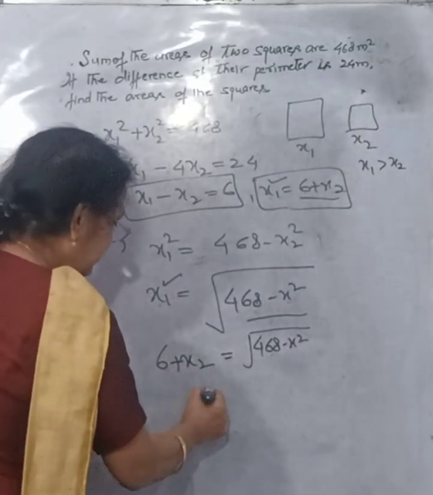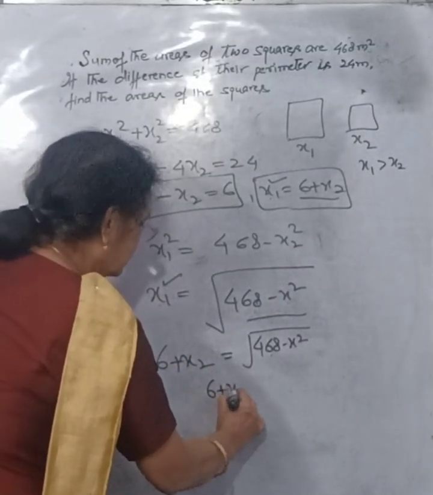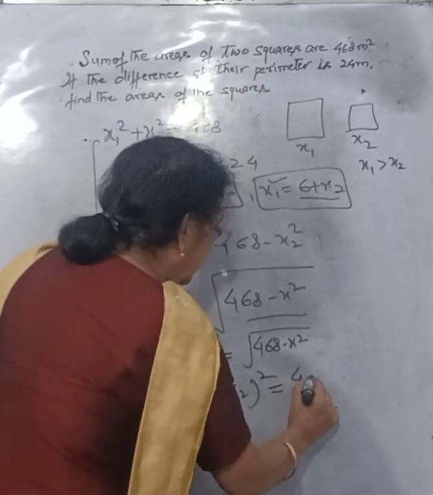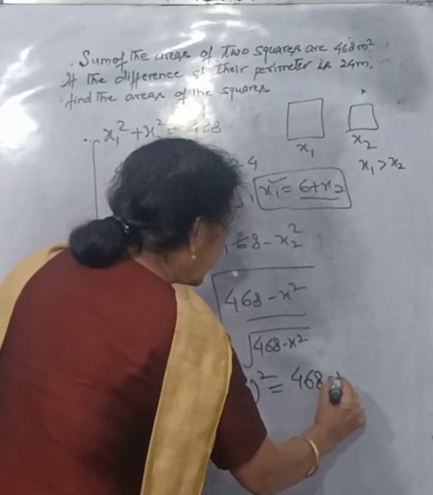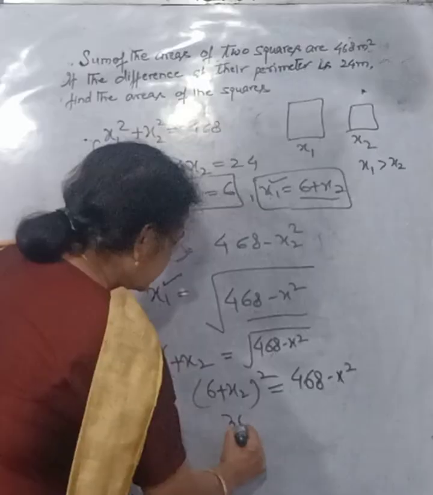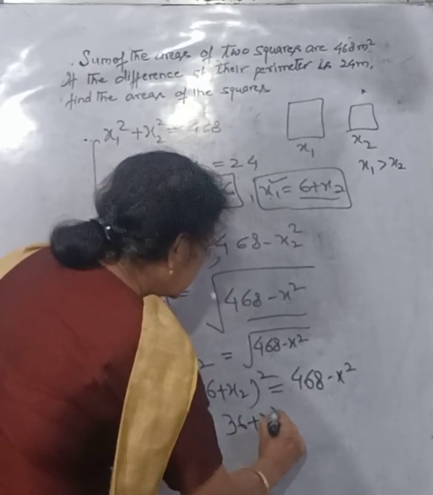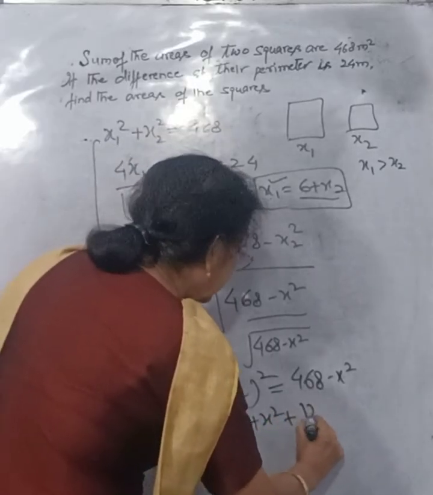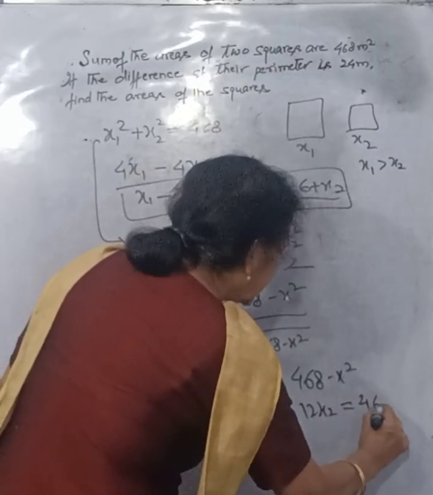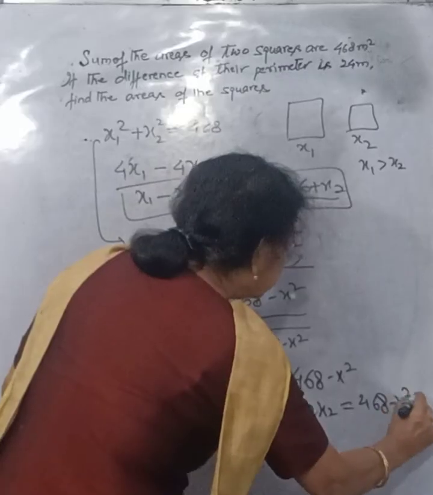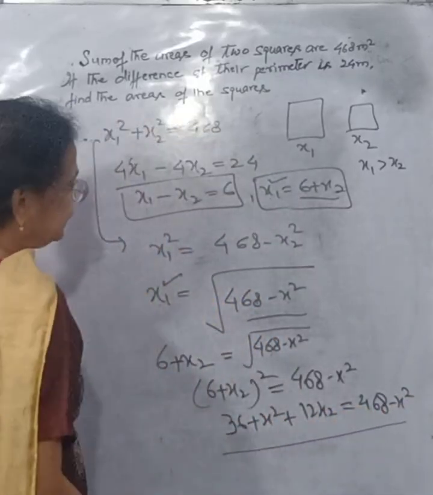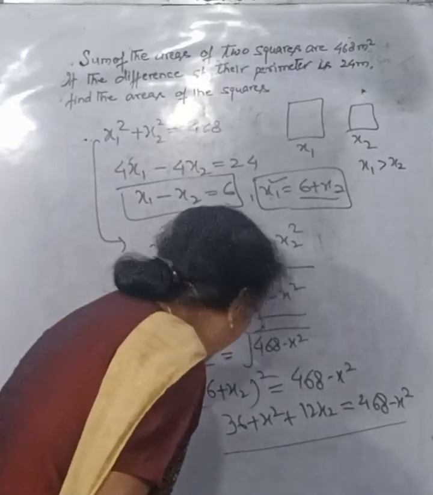Now we are squaring both the sides. It means 6 plus x2 whole square will be simply equal to 468 minus x2 square. This is 36 plus x2 square plus 12 times x2 is equal to 468 minus x2 square. This is to be solved.